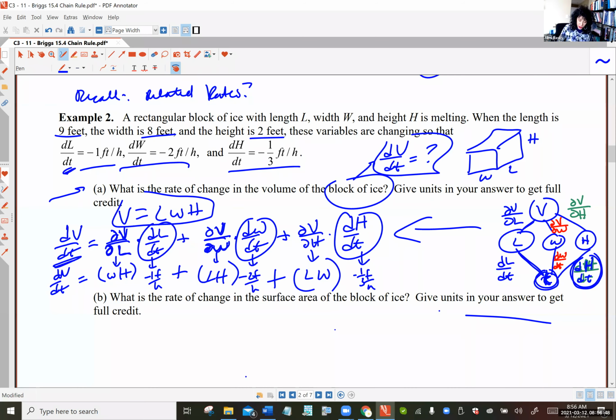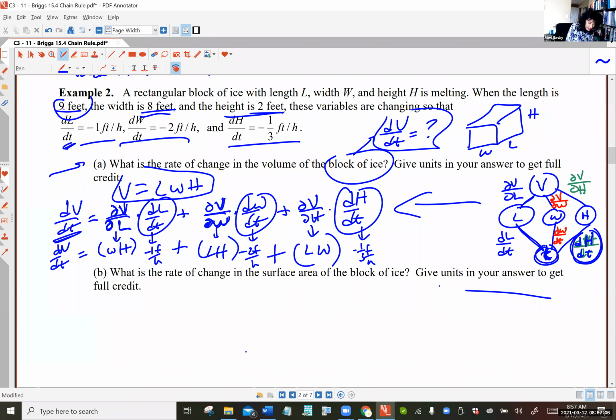Okay, now what? Well, now you can plug in some actual numbers. They gave you the snapshot moment of what the length and the width and the height are at the moment they want you to find this overall rate of change of volume. So you just plug that in. They said the length is 9 feet. So everywhere I see L's, I'm going to put a 9 here. And the width is 8 feet. So the W's get 8 feet. And then the height is 2 feet. Trying to put in my units. And this is going to be feet squared here.